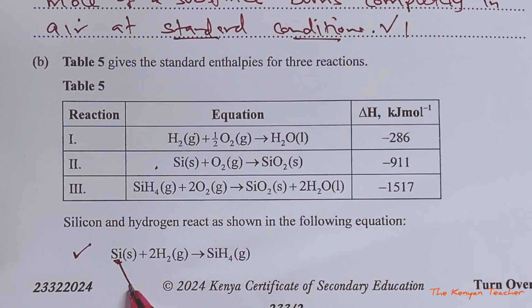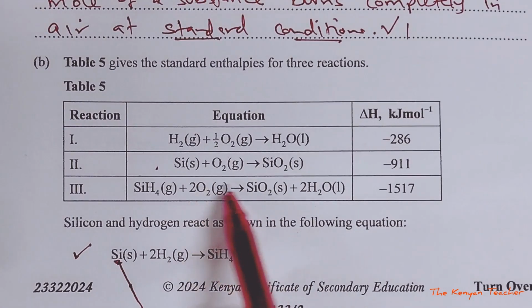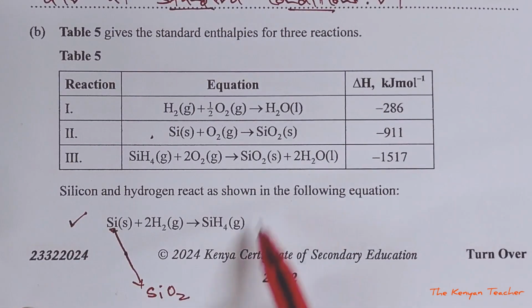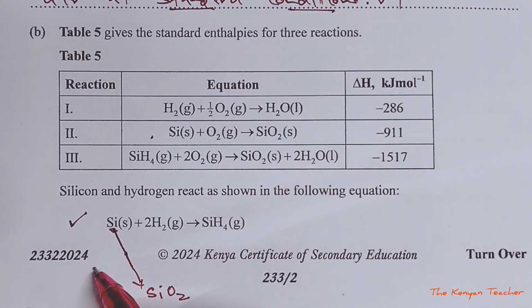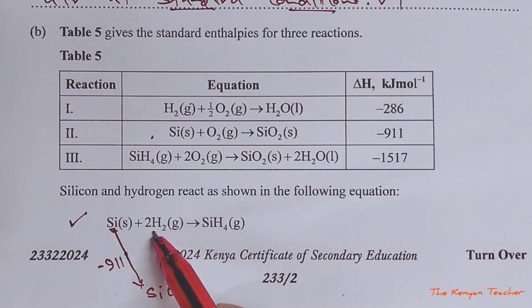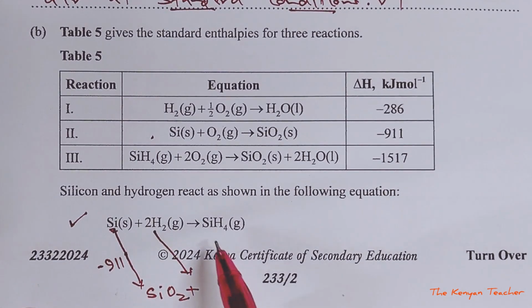So downwards from silicon, according to equation 2, we can get silicon 4 oxide. Here, according to equation 2, the heat change involved is negative 911 kilojoules per mole. Now, equation 1 can be derived from hydrogen, so we shall also do so. We go down and we get water.